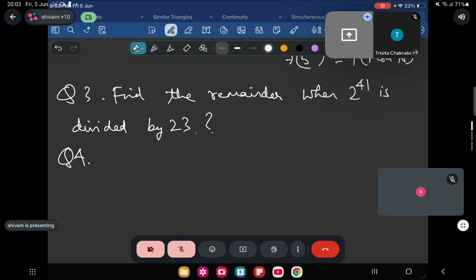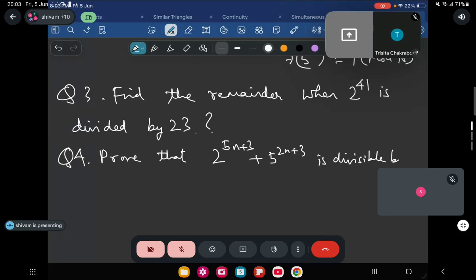Prove that 2 to the power 5n plus 3 plus 5 to the power 2n plus 3 is divisible by 7 for all n greater than or equal to 1.